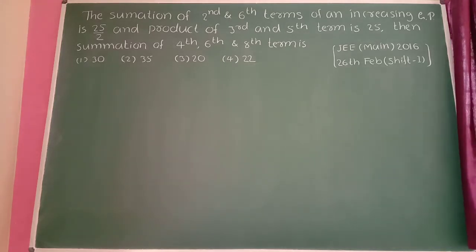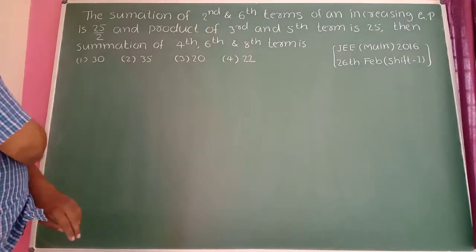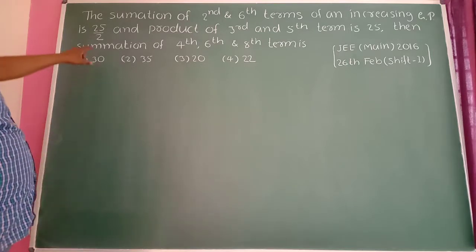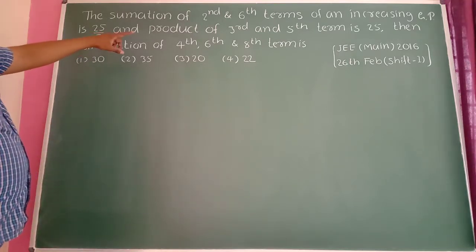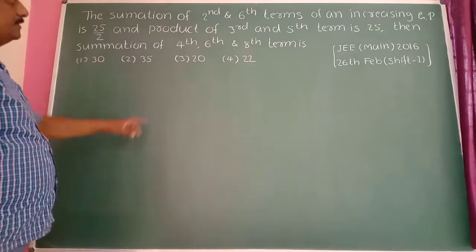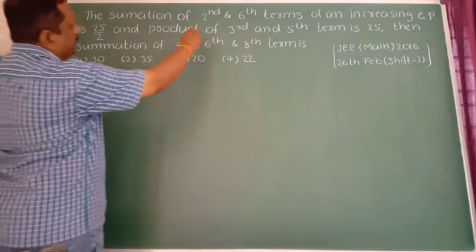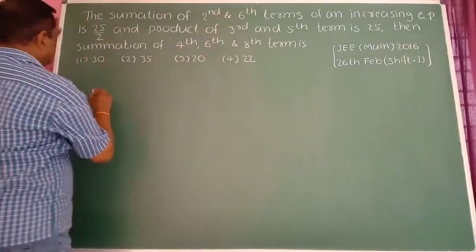The summation of the second and sixth terms of an AP of an increasing GP is 25 by 2, and the product of the third and fifth terms is 25. Then the summation of the fourth, sixth and eighth terms is what here? So they give the summation of the second and sixth terms here.